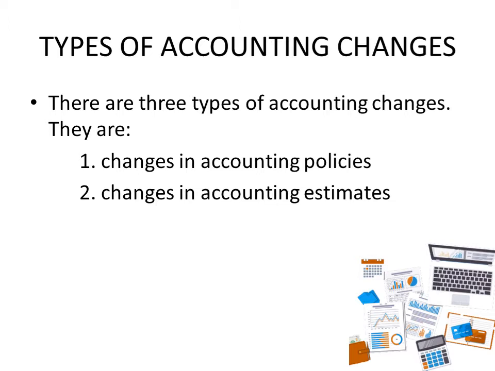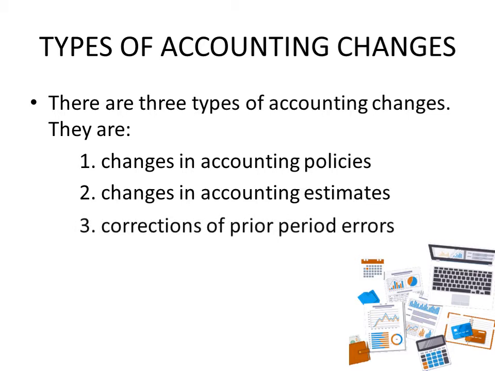Estimates have something to do with the amounts and lives that are based on our professional judgments, like the depreciation, the life of the buildings, and so on and so forth. Next, correction of prior period errors. Usually, this pertains to our retained earnings or incomes, or the expenses treatment.